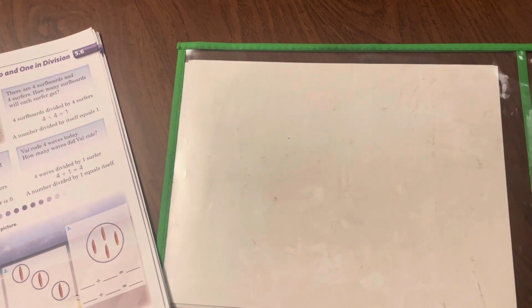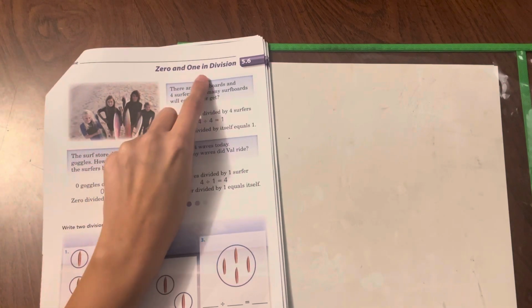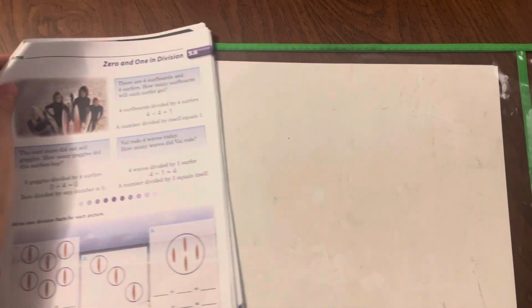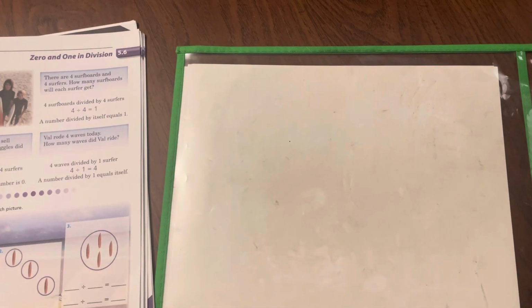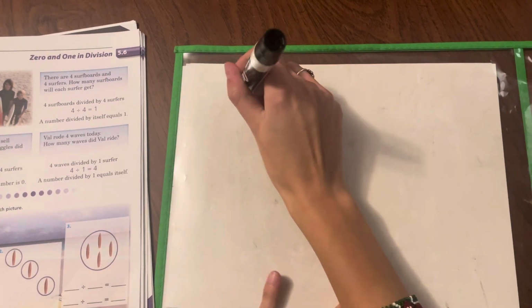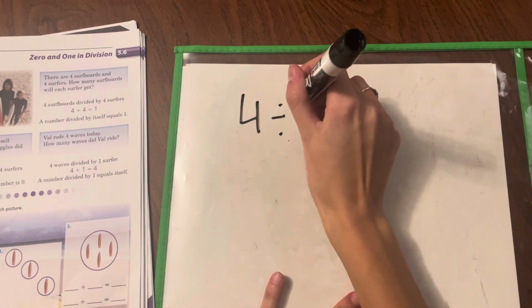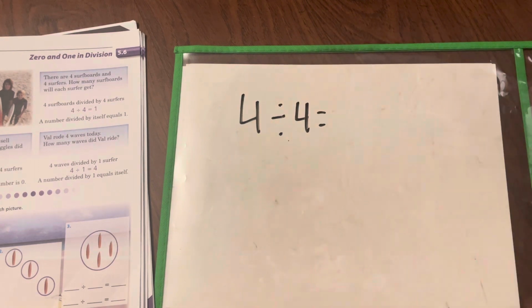So let's jump into it because there are a couple things here that might sound tricky, but I promise they are not. We are doing 0 and 1 in division, okay? So let's say we have this problem. Let's say we have 4 divided by 4 equals blank. Well, that's actually really simple, right?